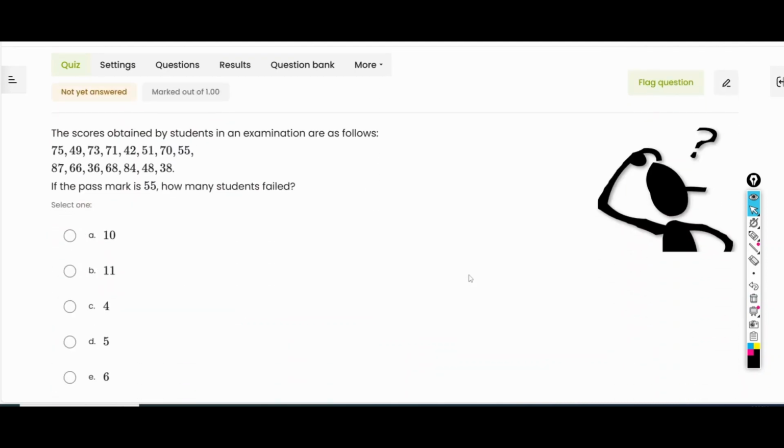If the pass mark is 55, how many students fail? That means that anybody that scored below 55 failed, right? That will be 1, 2, 3, 4, 5, 6. There are 6 scores below 55. So you might be wondering, oh, I didn't take 55 in, because the pass mark is 55. That means if you got 55, you passed. The correct answer is 6.